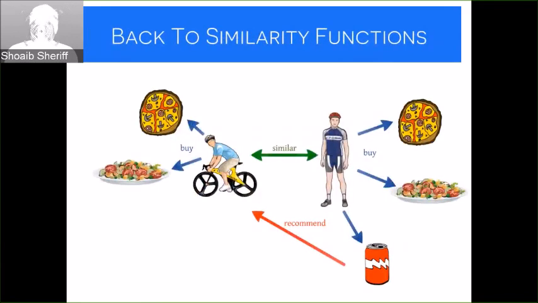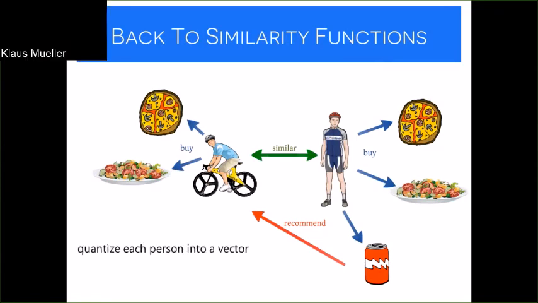So let's look at the similarity functions. For example, it's often used in product recommendation systems. You have this guy here who often buys pizza and salad, and buys a can of diet soda.